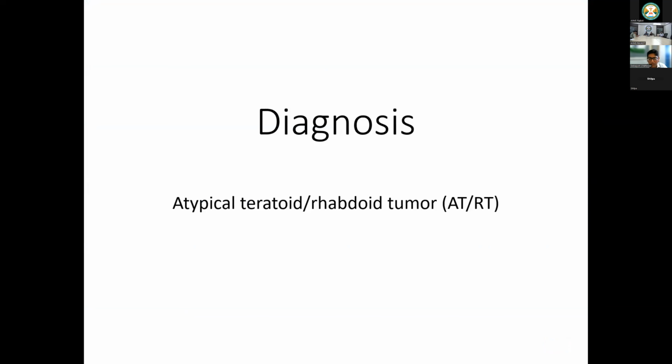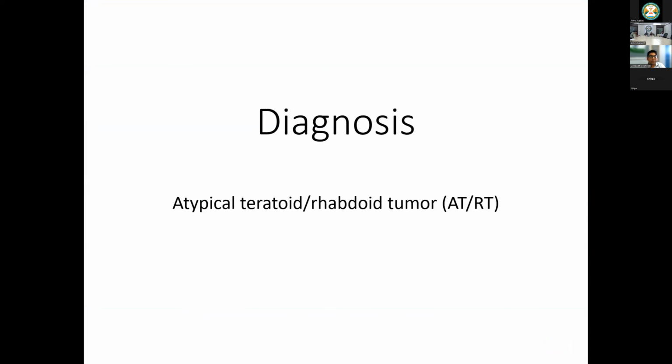Now this is INI1. INI1 is a nuclear stain. Here you can see these capillaries showing nice nuclear positivity for INI1. However, these tumor cells show loss of expression for INI1. INI1 should normally be present in the nucleus. However, in this case, the nuclear expression for INI1 was lost. So based on the findings, the diagnosis would be atypical teratoid rhabdoid tumor.